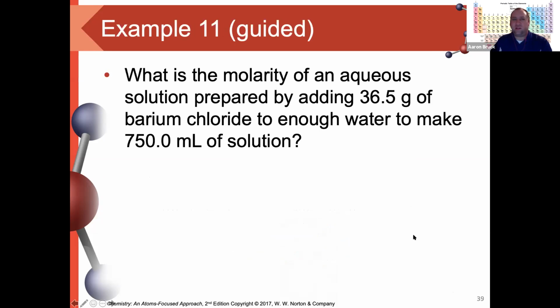So let's do some practice problems here with relation to this concept of solution making. What is the molarity of an aqueous solution prepared by adding 36.5 grams of barium chloride to enough water to make 750 milliliters of solution? So out of this, we have to pull: I've got 36.5 grams of barium chloride, and I want to make 750.0 milliliters of solution.